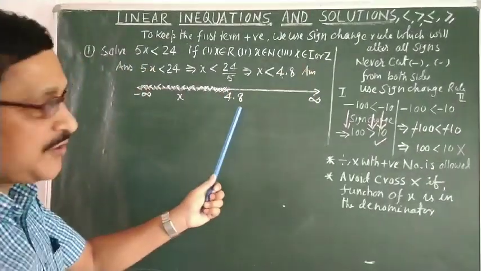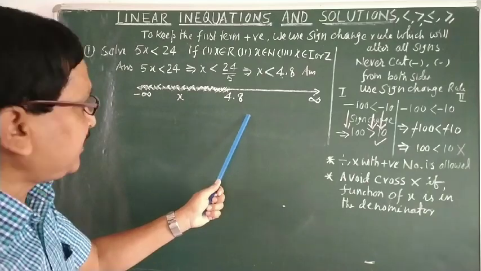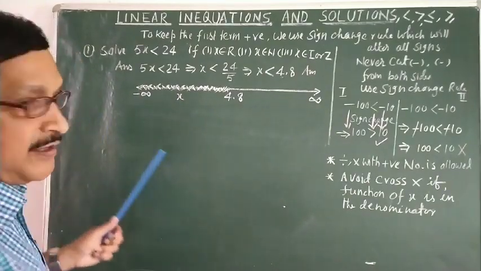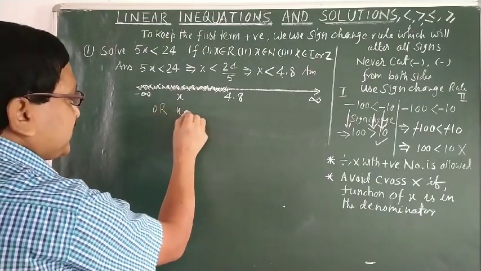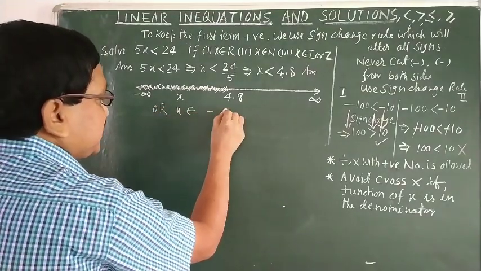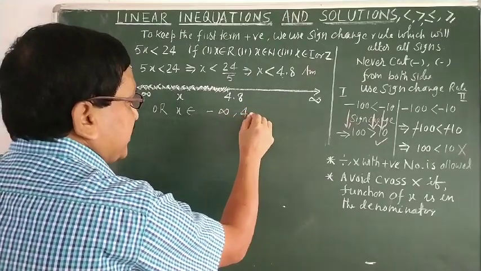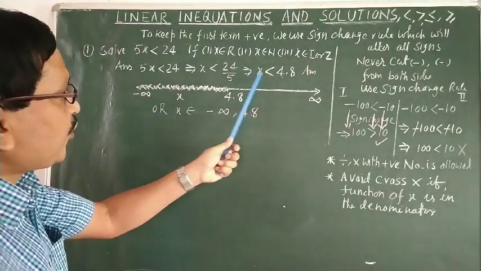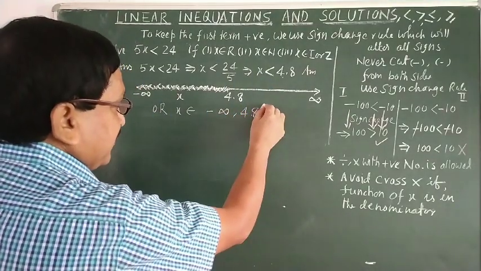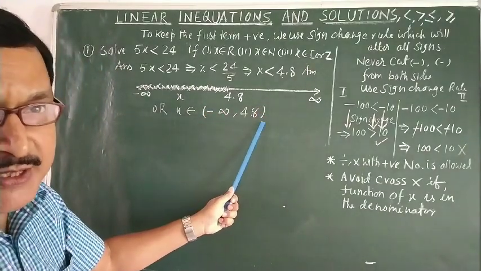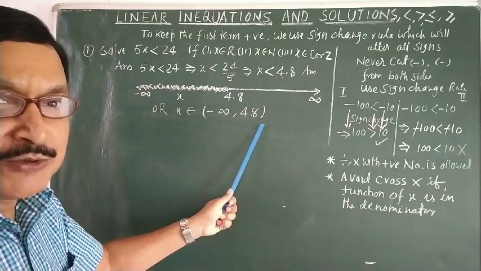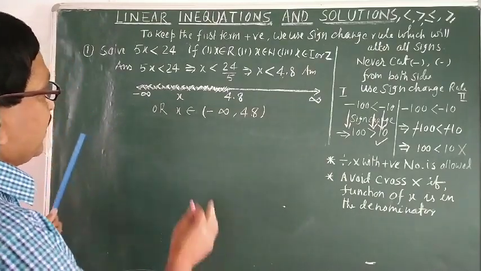And if you are interested in expressing it on the number line, this is the expression on the number line. Another style: your answer is x is a member of minus infinity to 4.8. Now 4.8 is not to be taken. This is called an open interval. I have already taught intervals in the previous videos.